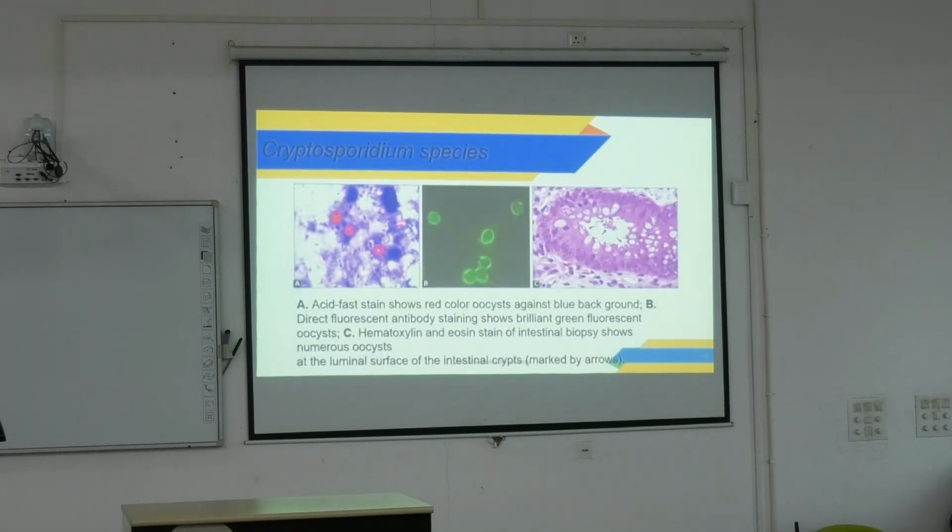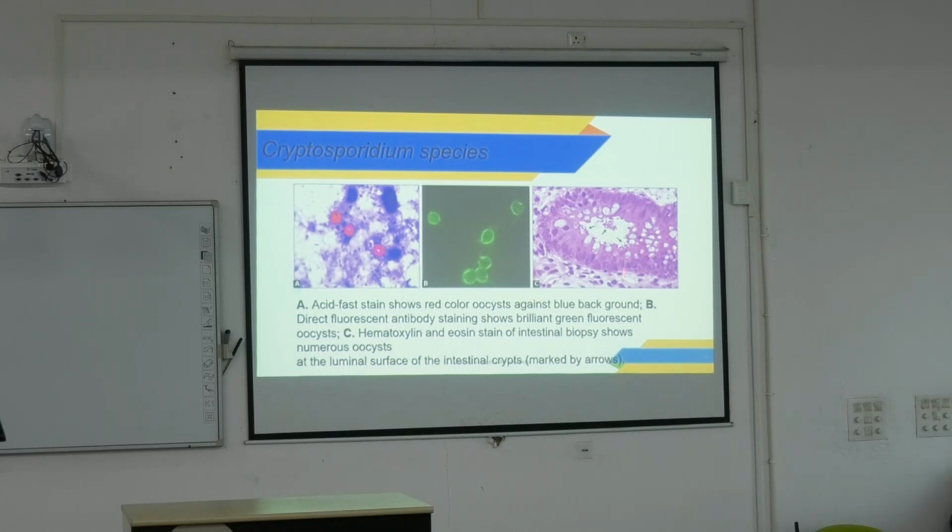So these are the acid fast stain showing, ঠিক আছে? তাহলে আমরা কি দেখতাম এতদিন? অ্যাসিড ফাস্ট ব্যাসিলাই দেখে এসেছি, তাই তো, টিবির ক্ষেত্রে। বাট দিস আর দ্য রাউন্ড শেপড স্ট্রাকচারস, round shaped acid fast structures show in red color, oocysts against the blue background. These are the direct fluorescence antibody staining with brilliant green fluorescent oocysts.